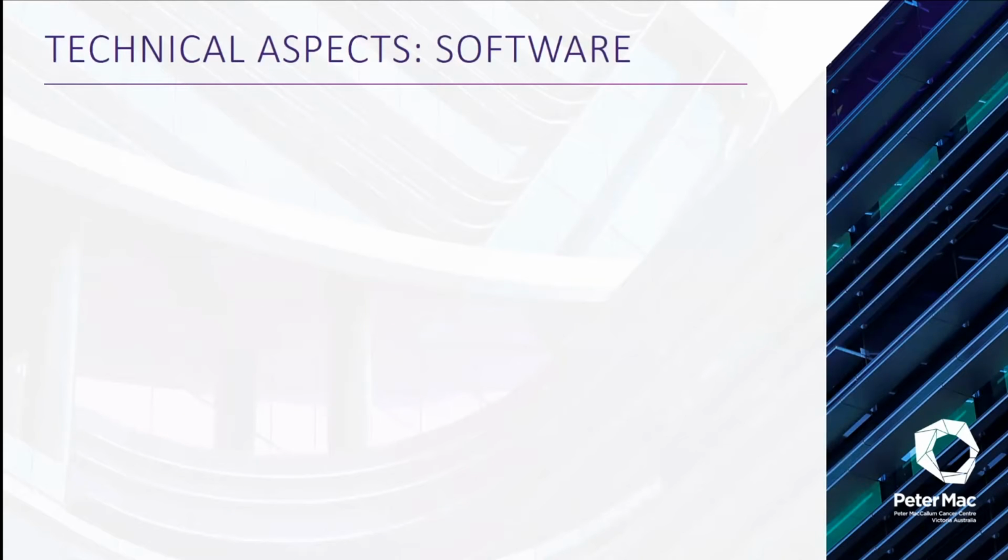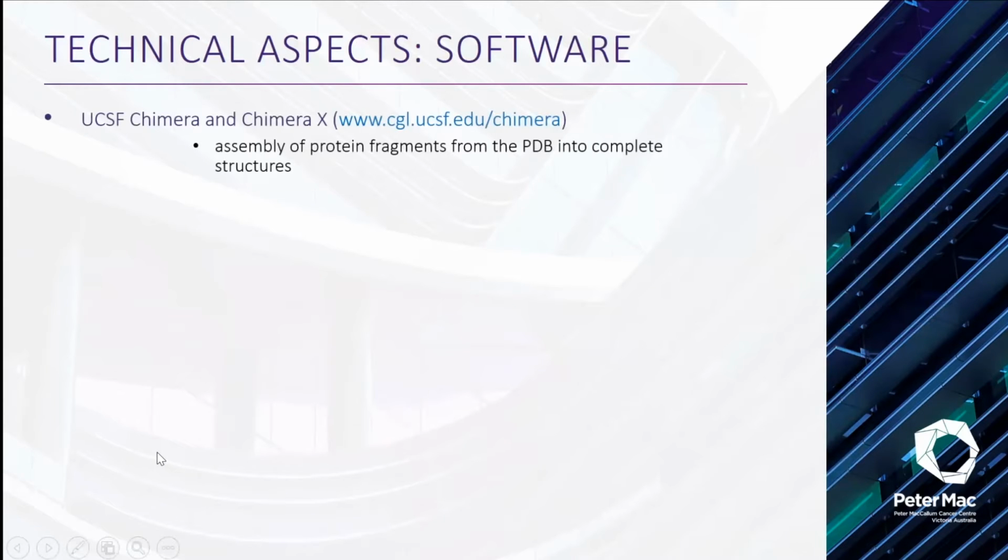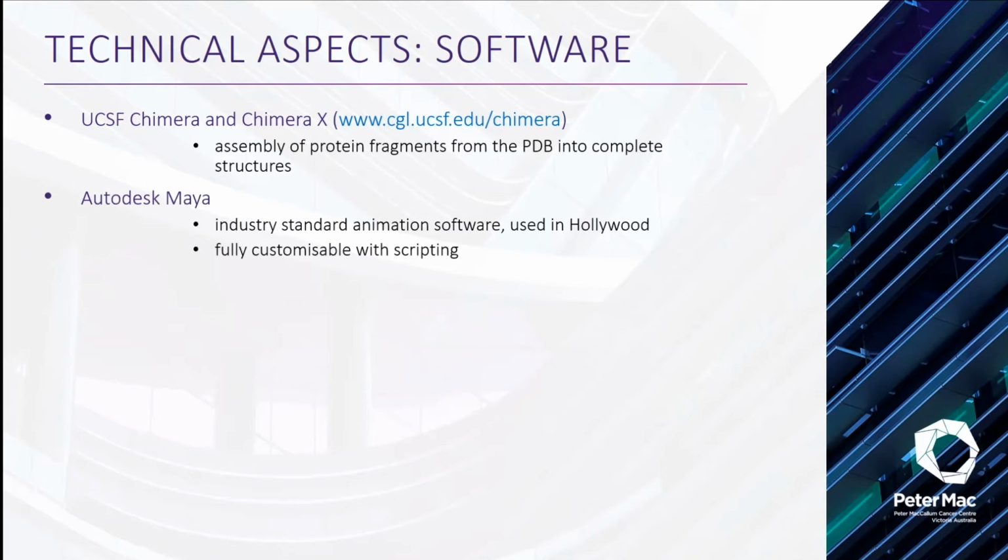So let's take a look at some of the technical aspects of the software that I'm working with. I use Chimera and Chimera X sometimes, not so much anymore, but you can use this to assemble protein fragments from the protein databank into complete structures. As I explained, you will never find complete molecular assemblies in the protein databank. You will have to put them together yourself. And you can use Chimera or Chimera X to do that. Or you can use the animation software, which is what I do at the moment.